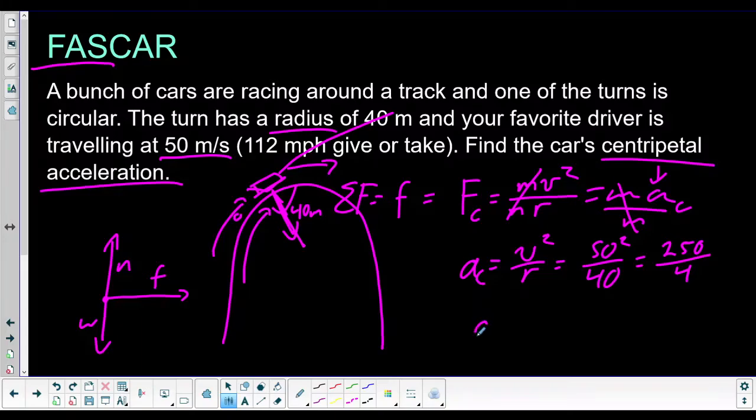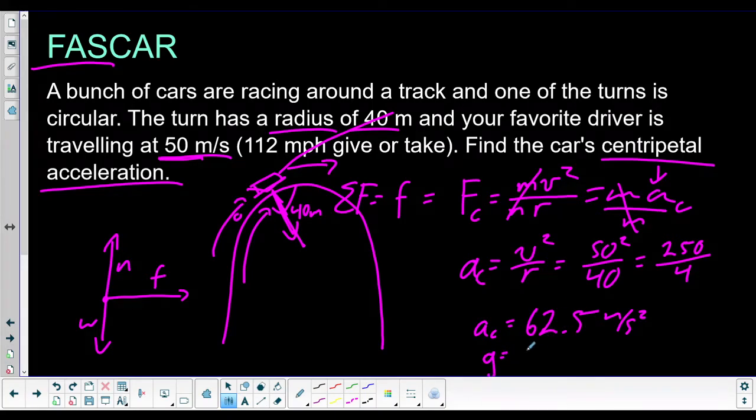It is a_c equals 62.5 meters per second squared. So that's our centripetal acceleration, just over 6 times gravity. This probably would not happen. I didn't really check these numbers ahead of time. Maybe he's either going way too fast or the circle's way too small. I don't think cars can actually do 6 times gravity, right?